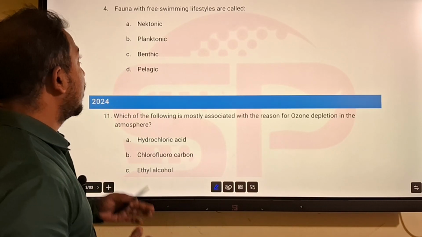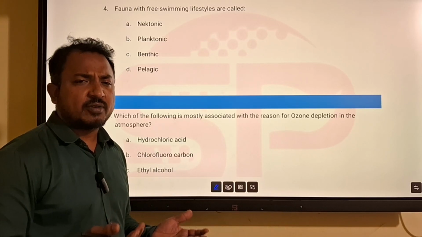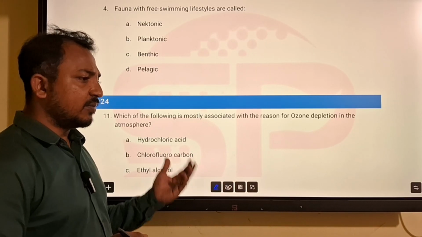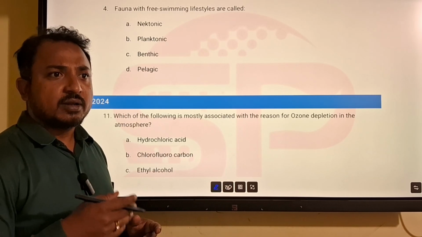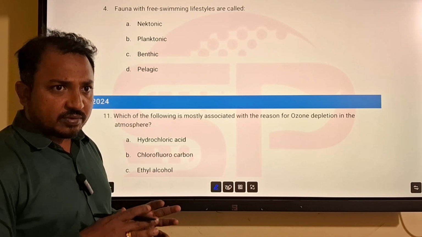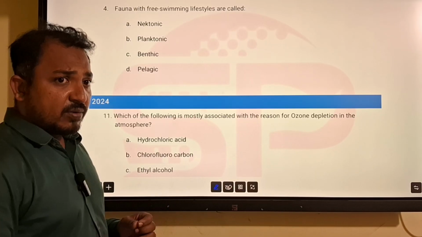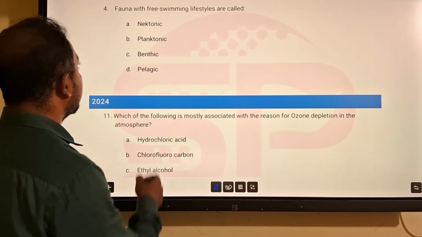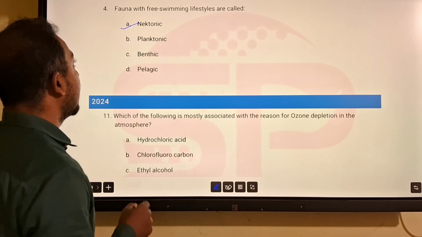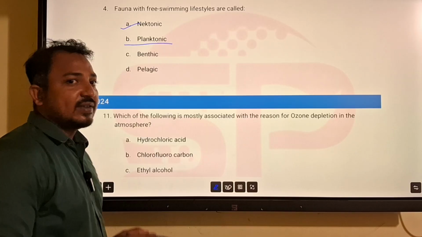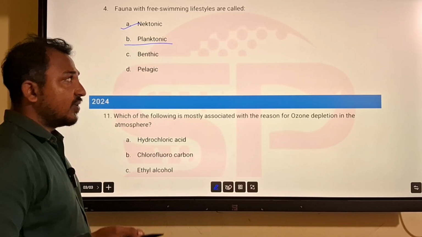Then comes fauna with a free swimming lifestyle. There are different flora and fauna you'll find in the ocean. Some are free swimming, some are attached to the substratum, some just flow or drift with the current, and some are found at the bottom of the ocean. So nekton is a free swimming fauna. Planktonic, these are not swimmers but they drift with the ocean current. Take the example of phytoplankton.